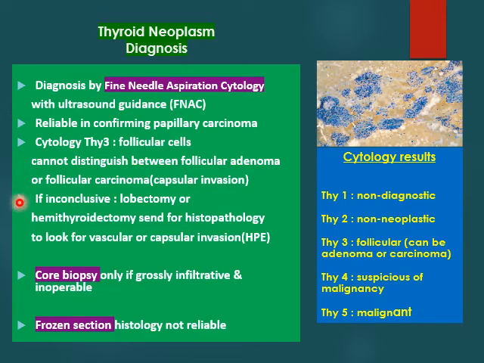If inconclusive, a lobectomy or hemithyroidectomy should be done and sent for histopathology to look for vascular or capsular invasion. Core biopsy is indicated only if grossly infiltrative in inoperable tumors. Frozen section can be used with lobectomy or hemithyroidectomy. Again, it is not entirely reliable histologically. Okay, here these are the various categories of cytological stages.